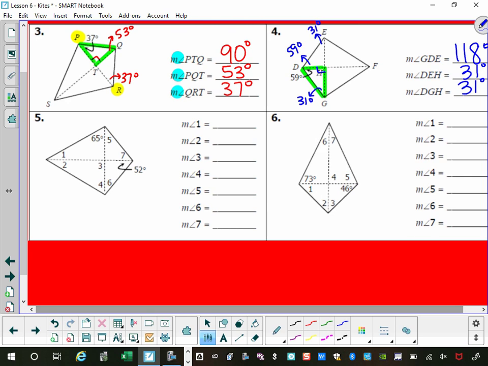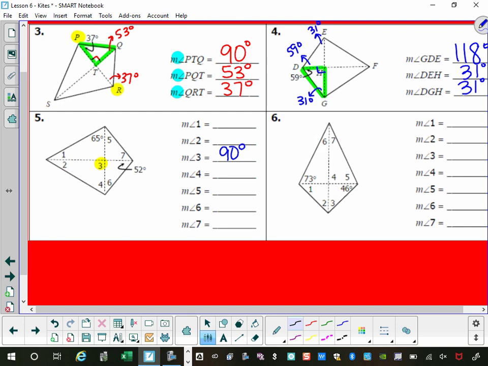All right, number 5. We're going to answer the ones that are the easiest to answer first. Out of these angles, numbers 1 through 7, which one do you think is the easiest to answer? 3 is easy. What's the measure of angle 3? 90 degrees. What else is easy to answer?